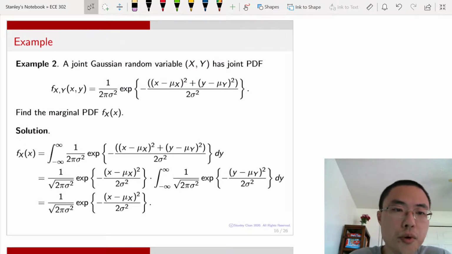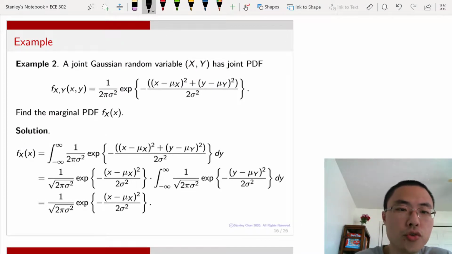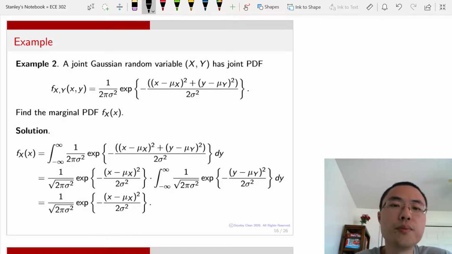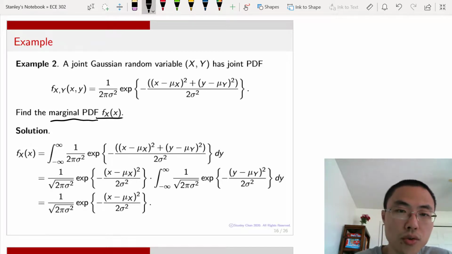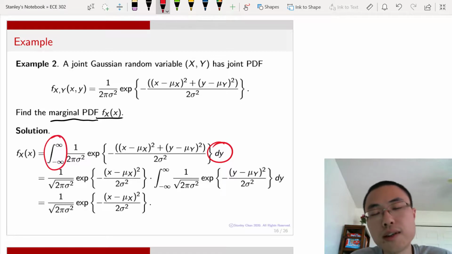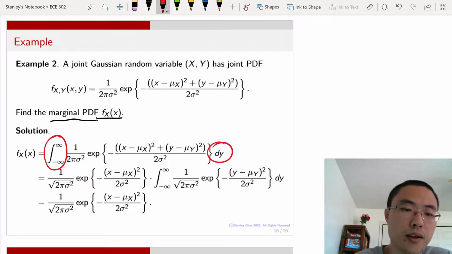Here is another example. Let's say I give you a joint Gaussian random variable. Of course, I haven't defined it yet, but let me just tell you the PDF. The joint Gaussian random variable has this PDF, with a sum of the two square terms. We want to find the marginal PDF of fx. How do you do that? You integrate this joint PDF from -infinity to infinity for the other coordinate. So you put this in, and you do the integration.